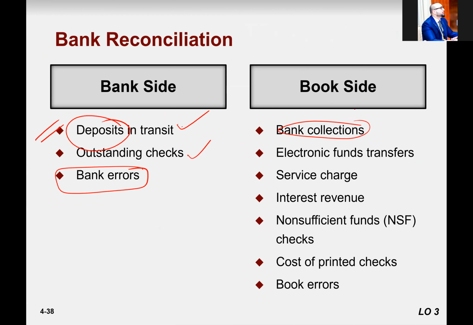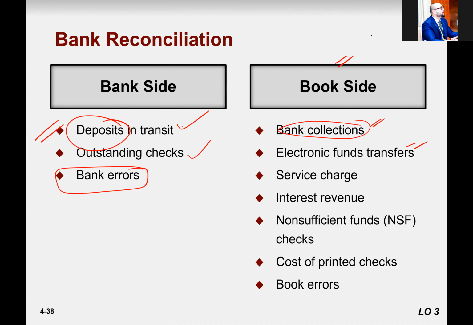So what are the differences from the book side? Bank collections, for example. We gave the facility to the customer that you don't need to come to us, just deposit the balance to the bank. So we are not informed whether this customer submitted his amount or not. And then electronic funds transfer. What if you did an electronic funds transfer and did not record it here? There is no check issued or hard evidence. You just log on to the company account and transfer the money. That's it.